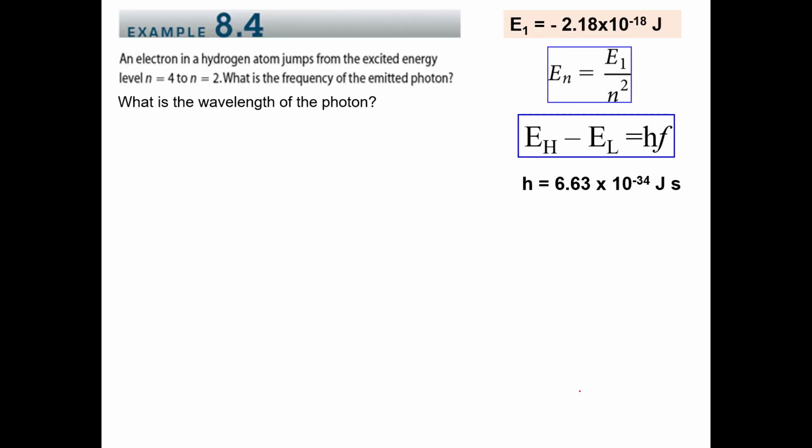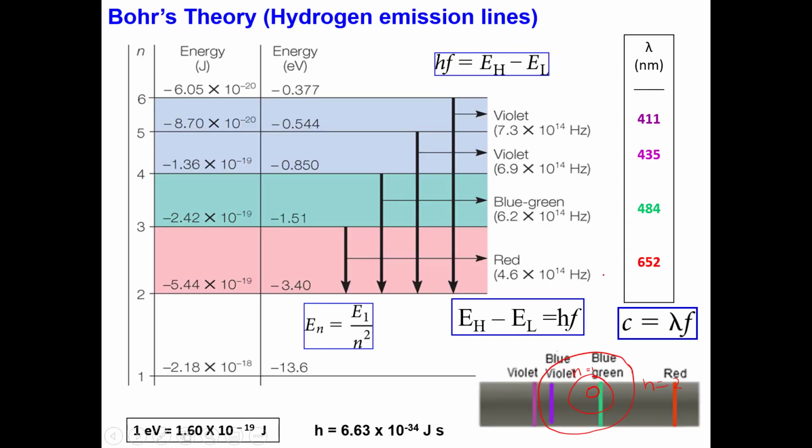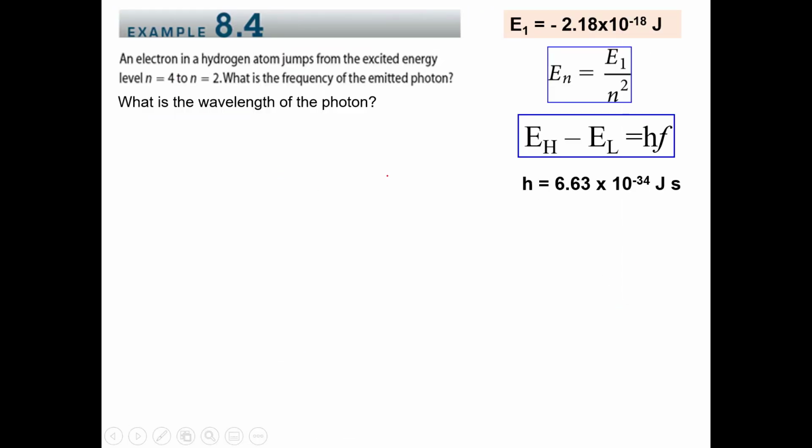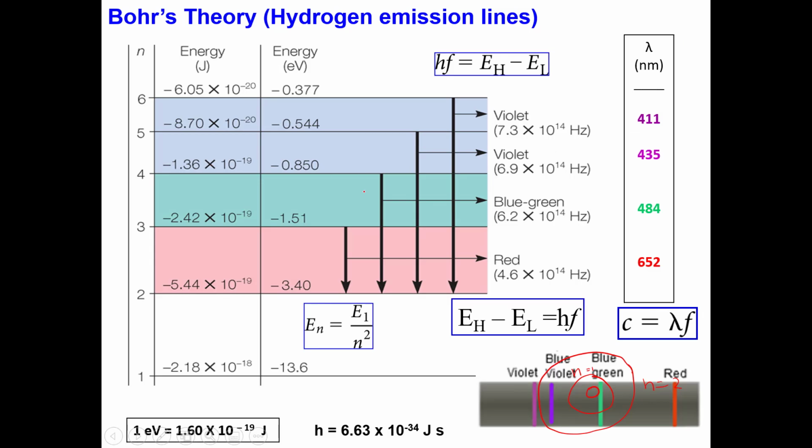And let's now try to solve this problem. We have an electron in a hydrogen atom that jumps from the excited energy level n equal 4 to n equal 2. Then what is the frequency of the emitted photon? And we also want to calculate the wavelength of the photon. Then it is 4 to 2, yes, 4 to 2.